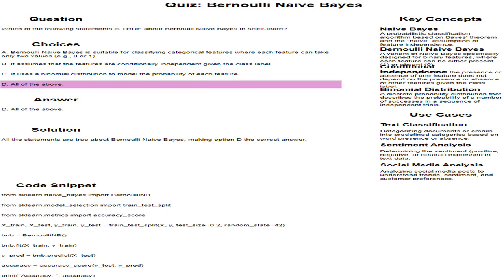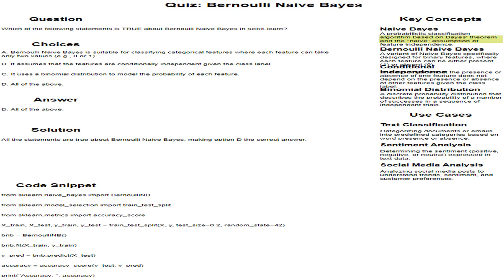True. Bernoulli naive Bayes utilizes a binomial distribution to model the probability of a feature being present (1) or absent (0) given the class label. The binomial distribution helps to calculate the likelihood of observing a specific number of successes (present) in a fixed number of trials (features). True. All the statements A, B, and C are true about Bernoulli naive Bayes, making option D the correct answer. D. All of the above.